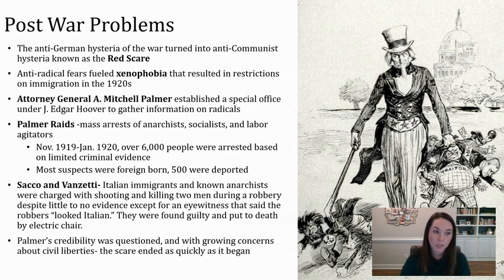Post-war problems. A lot of anti-German hysteria is going to happen during the war. Your book doesn't do a very good job at talking about that, but German Americans were required to be, I guess, documented as enemy aliens. There were a lot of towns and cities and states that didn't teach German.